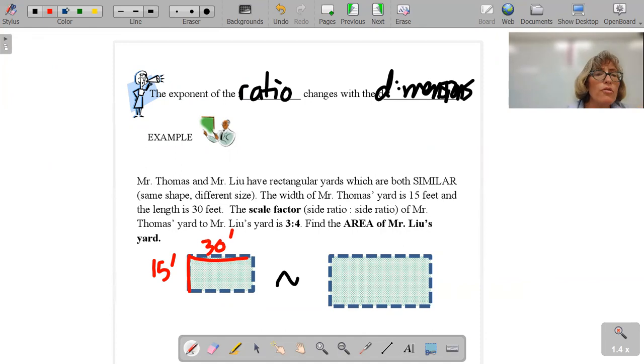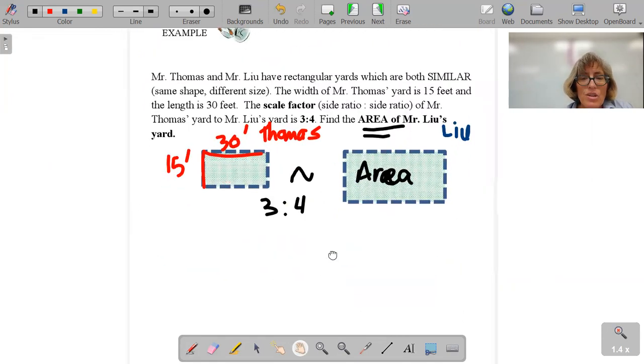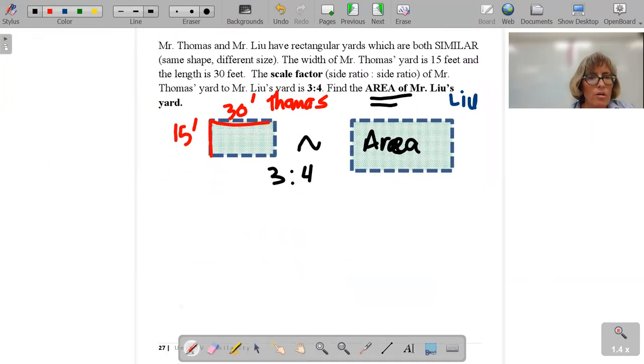The scale factor of Mr. Thomas's yard, so the left is Thomas and the right is Liu. The scale factor is a 3:4 ratio. We want to find the area of Mr. Liu's yard. So watch what happens here, because there's a very subtle difference.